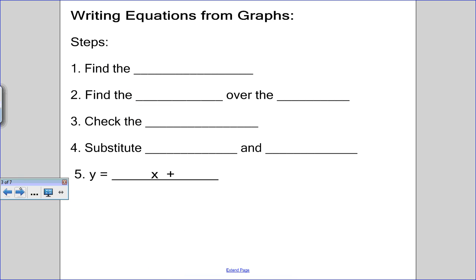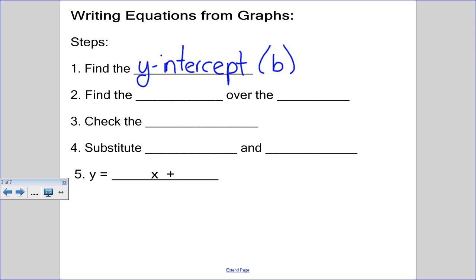All right, so we're going to find out how we can write an equation for a line using our graph. So the very first thing that we're going to do is find the, what do you think? In our formula, our y equals mx plus b. That's right, we're going to find the b. We're going to find our y-intercept. It should be 1 point on our graph. So it should be pretty easy to identify when we start looking at it.